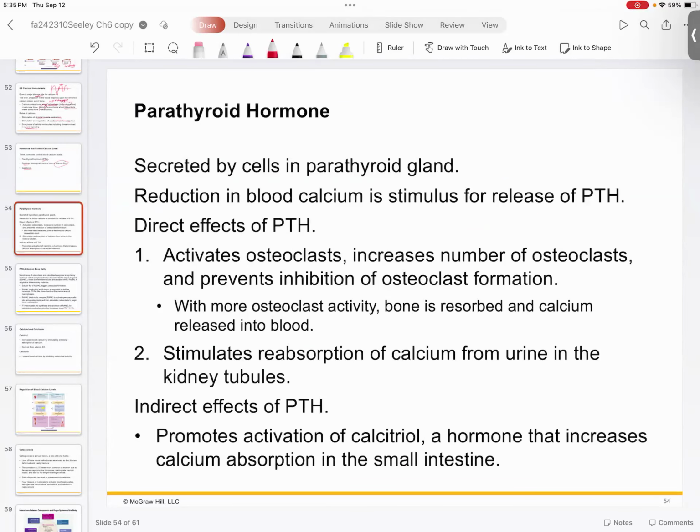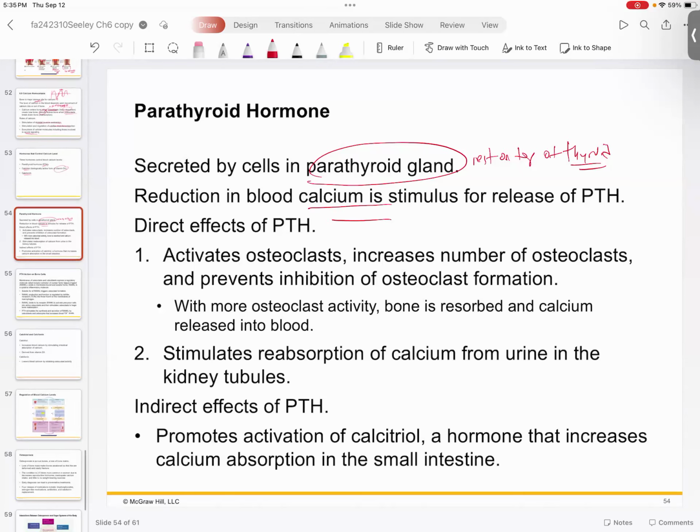So parathyroid hormone basically is secreted by the parathyroid gland, which essentially rests on top of your thyroid gland. Its job is, when you have reduced calcium levels, to increase those calcium levels. So the direct effects of parathyroid hormone basically is, when you take a look at your homeostasis curve, I'm going to draw it again here.